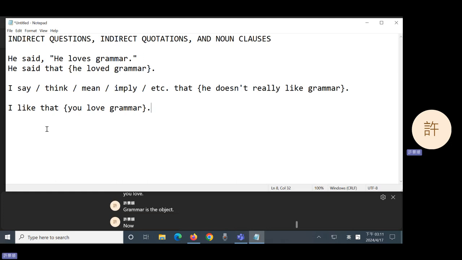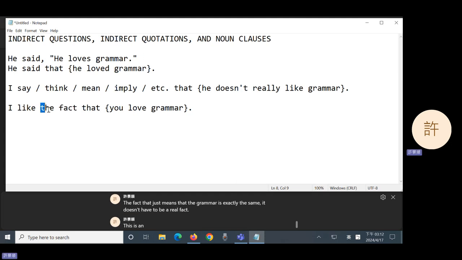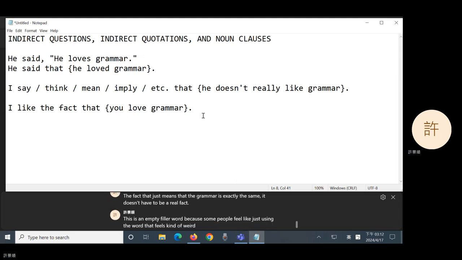Now, sometimes the sentence can feel a little bit weird. So people will often add the fact. The fact that just means that. The grammar is exactly the same. It doesn't have to be a real fact. This is an empty filler word because some people feel like just using the word that feels kind of weird.